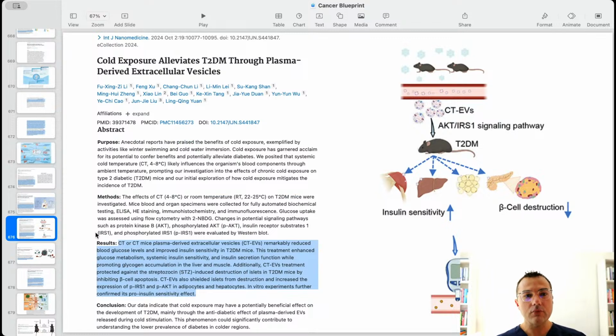Well, again, horribly under-researched, but this is what we got. This is the most recent paper that I could find. It was published in October of 2024, and it says cold exposure alleviates type 2 diabetes mellitus through plasma-derived extracellular vesicles. And it says here that cold thermogenesis mice, let me just make sure I'm reading this right, CT.